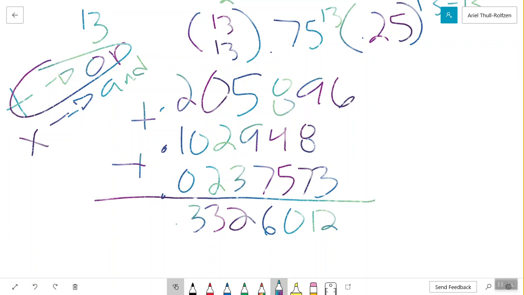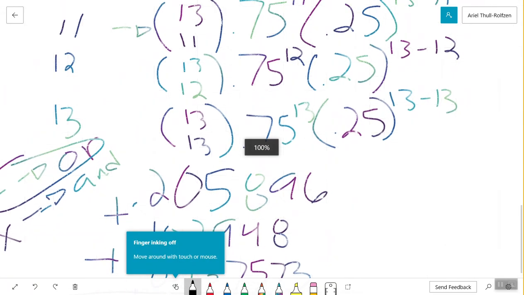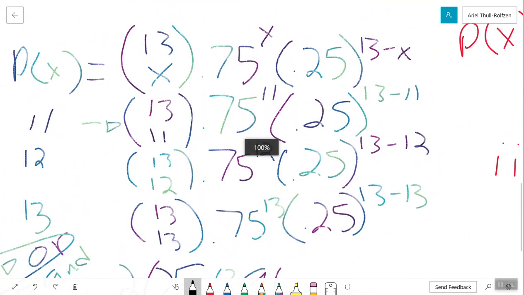So when I add all of those together, I get 0.33206012. And so what this answer means is that, let's round it up and say that it's 0.333. There's a 0.333 or 33% chance that I'm going to have more than 10 people show up, and I'm going to have to compensate some people.